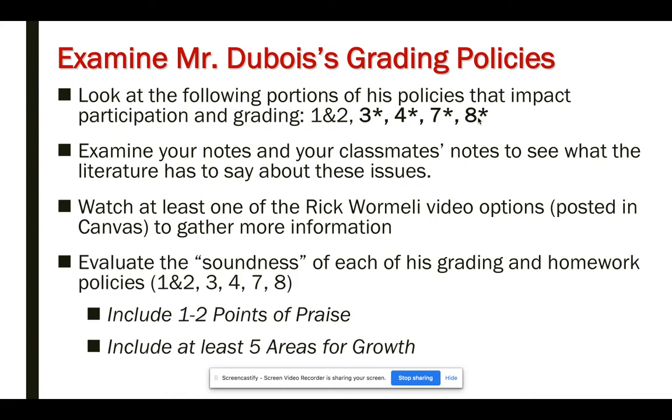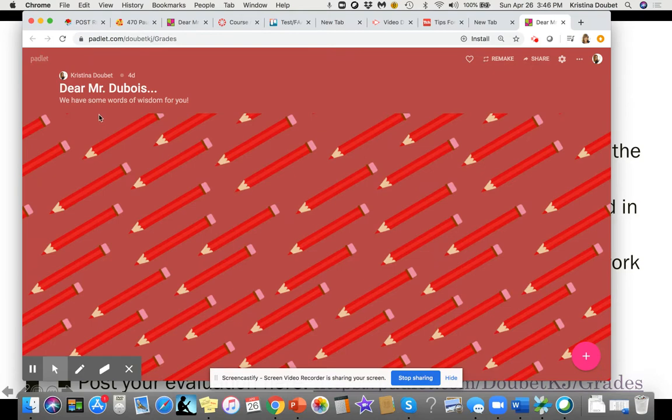Then you're going to evaluate the soundness of each of Mr. Dubois' grading and homework policies by posting on Padlet. You can look in these sections. Give 1 or 2 points of praise, and then at least 5 areas for growth, things that he should change. You will post that here. I'll post the Padlet link in Canvas as well, since it's hard to get to here.